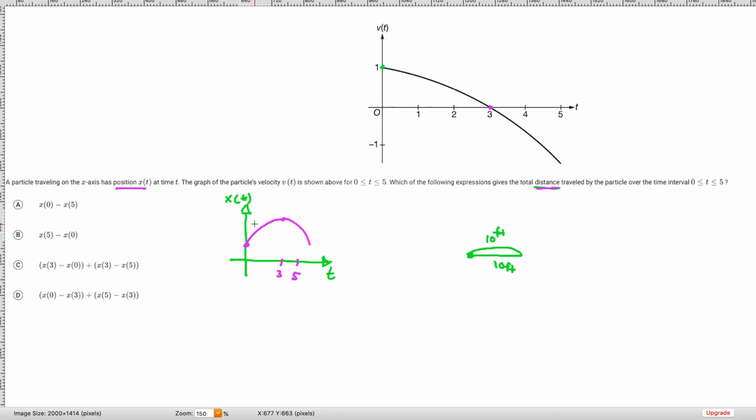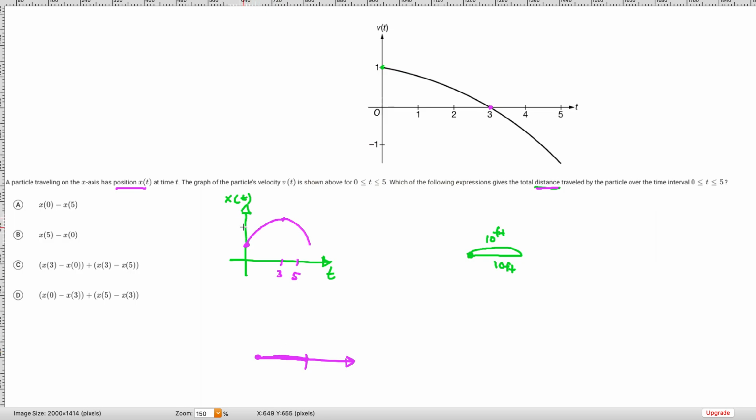Now, remember, the particle is moving along a straight line. It's moving along the x-axis. So you want to find out how far it's gone to 3, and then at 3 we need to realize that the particle turns around. But I don't care about the displacement. I care about the distance. So I care about the distance that it went to get to 3 seconds, and then I care about the distance that it traveled in the other direction from 3 to 5 seconds. So which one is going to do that?